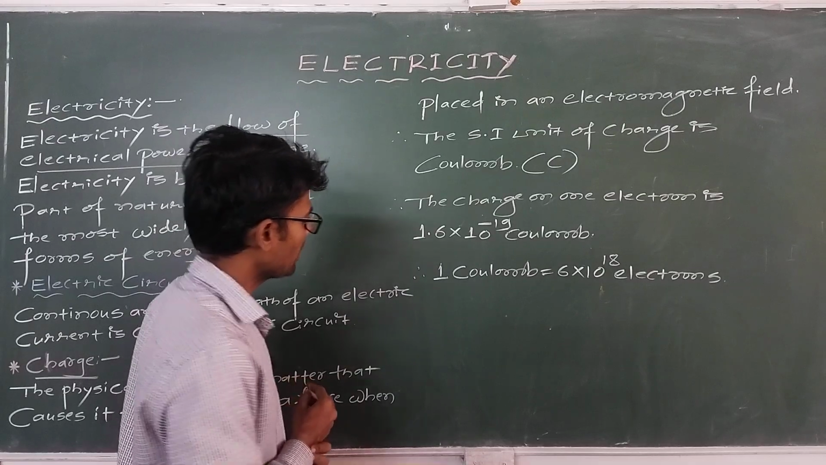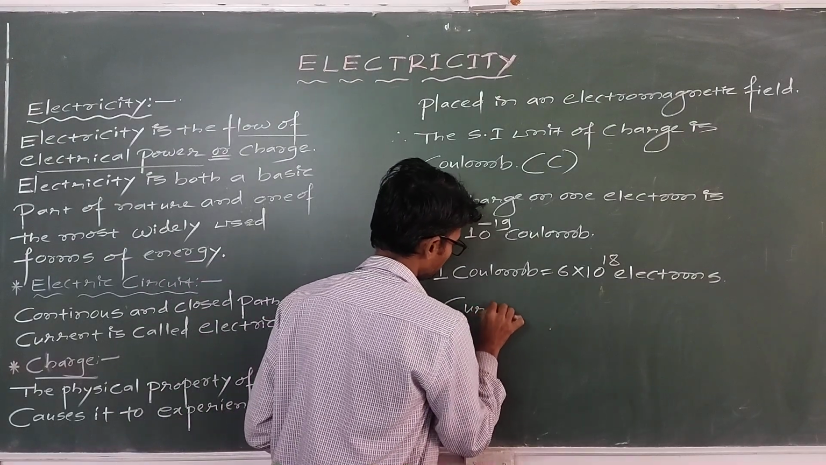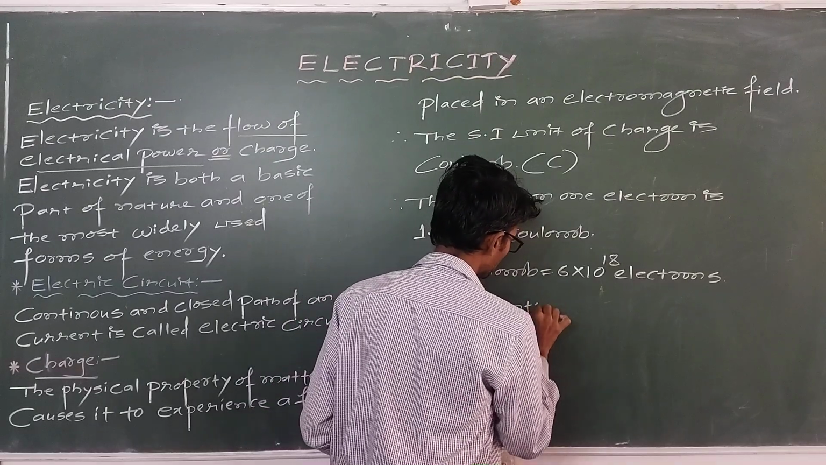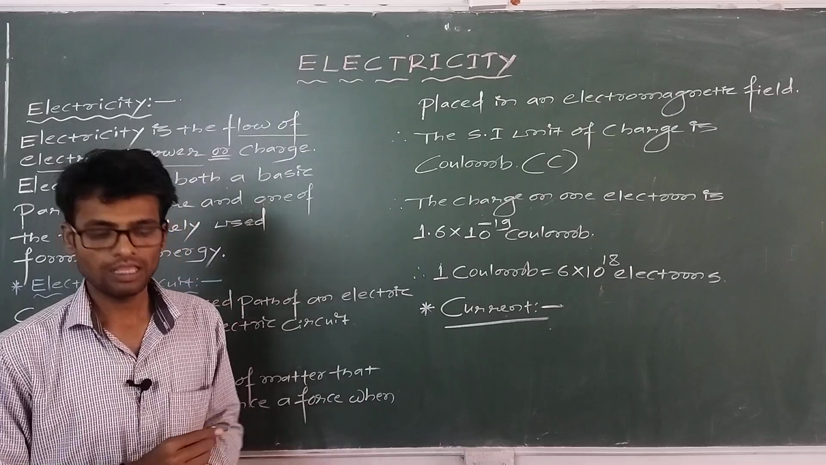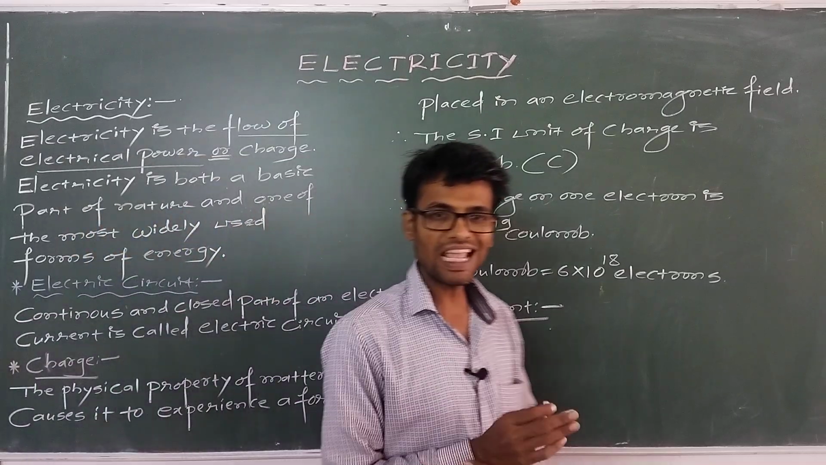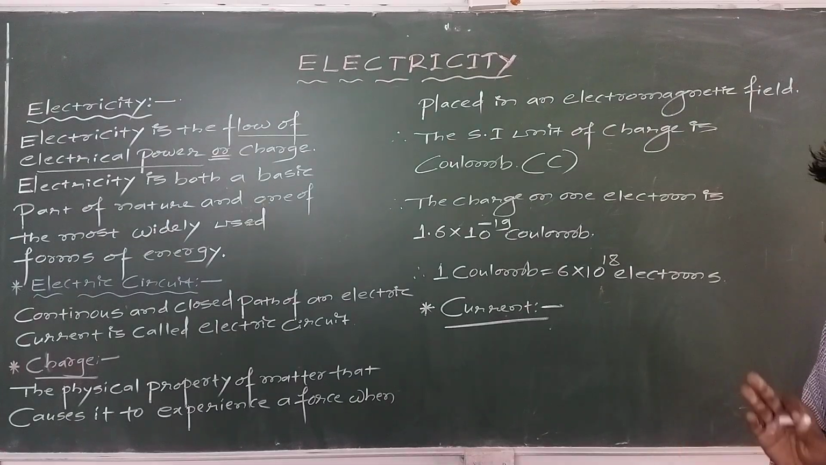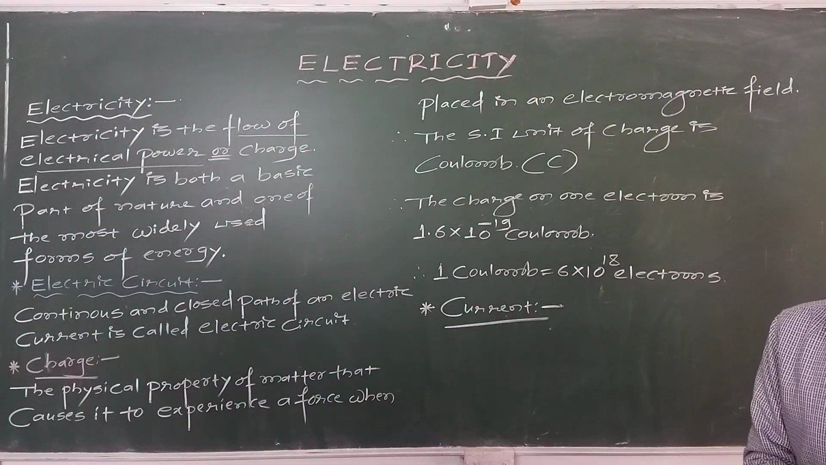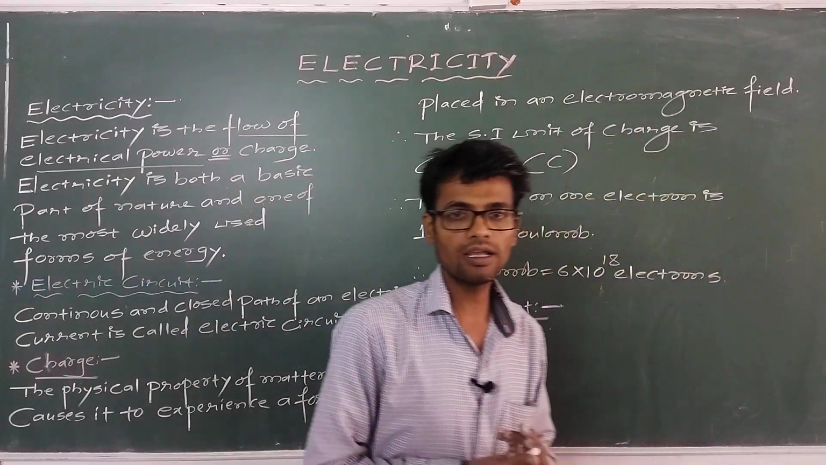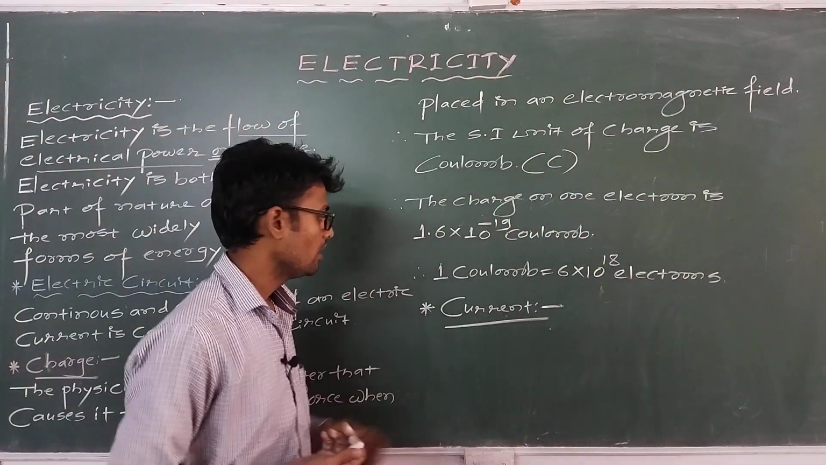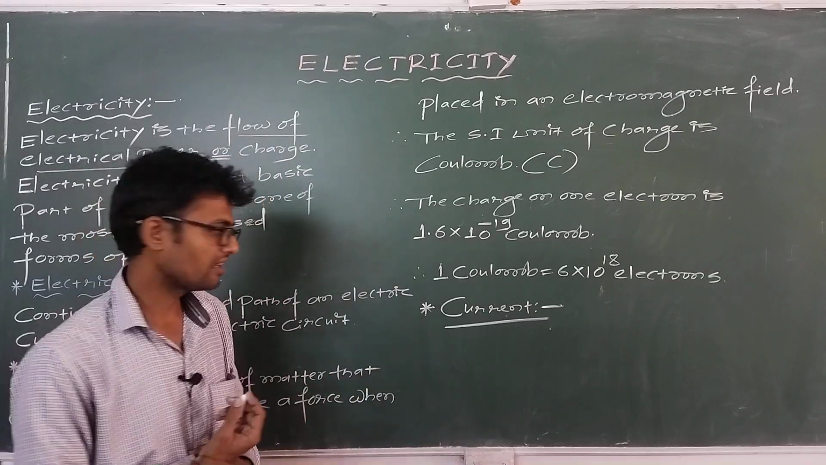After this we have a very important concept, electric current. Electric current is the rate of flow of charge. The rate at which charge flows in an electric circuit is called electric current.